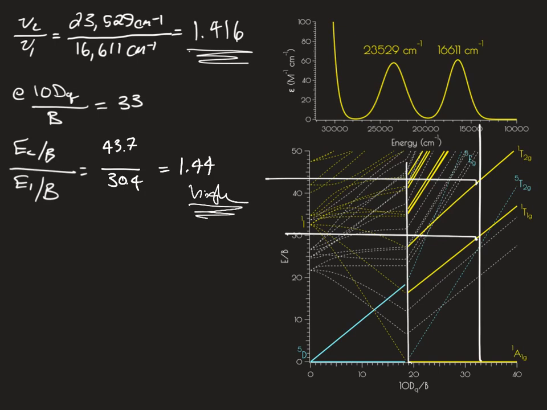We need to lower that ratio, which means we're going to move towards the right in 10Dq over B values. So going through and moving to the right to a value of 34.5, we can draw that vertical line and then do our horizontal crossings.